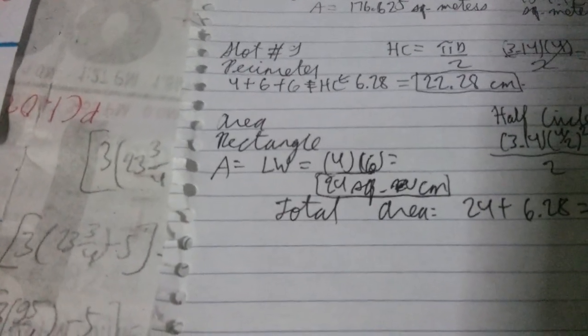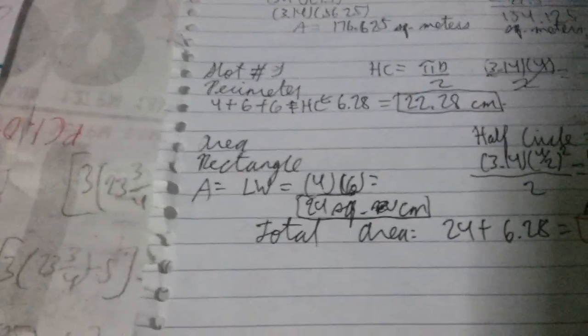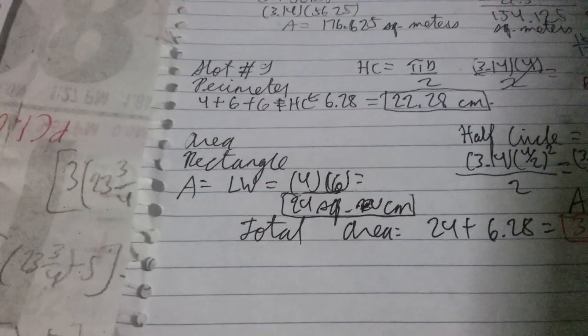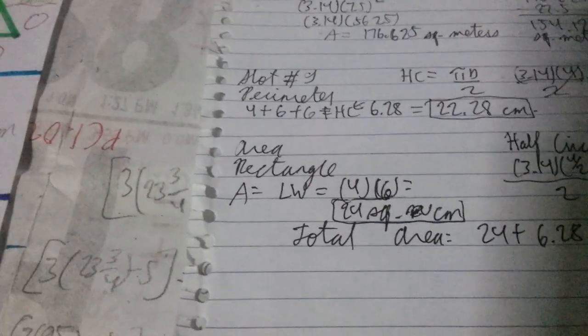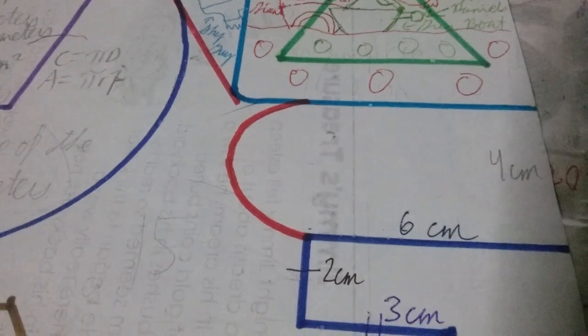For the area of the rectangle, that's easy. It's just length times width, right? 4 times 6, and that's 24 square centimeters. Very easy. For the semicircle, it's a bit harder, but don't worry, still easy.